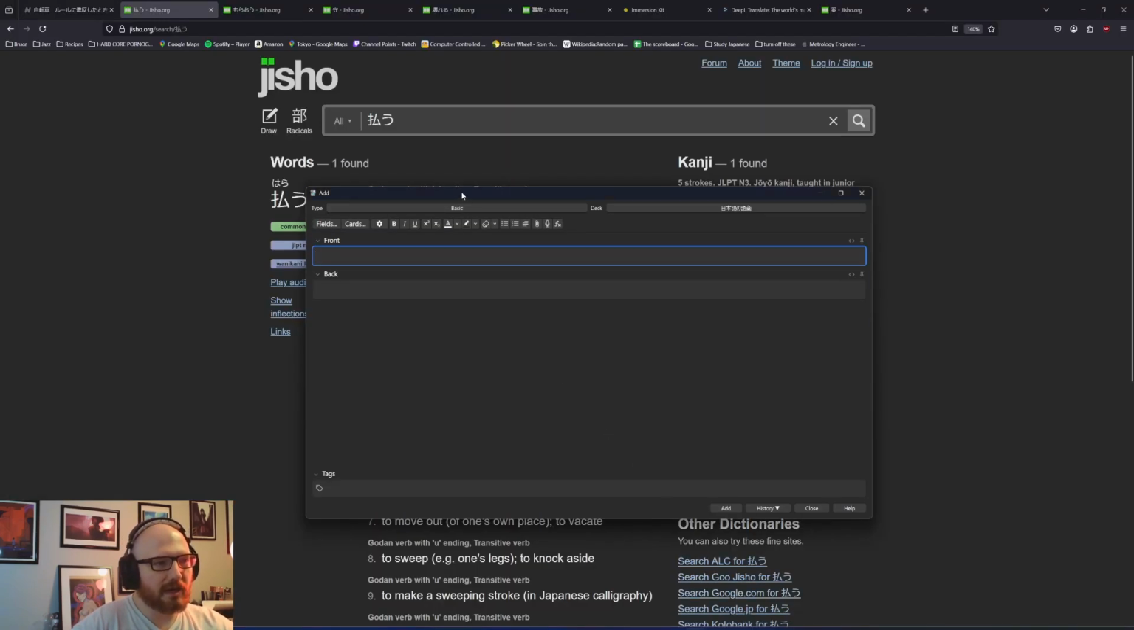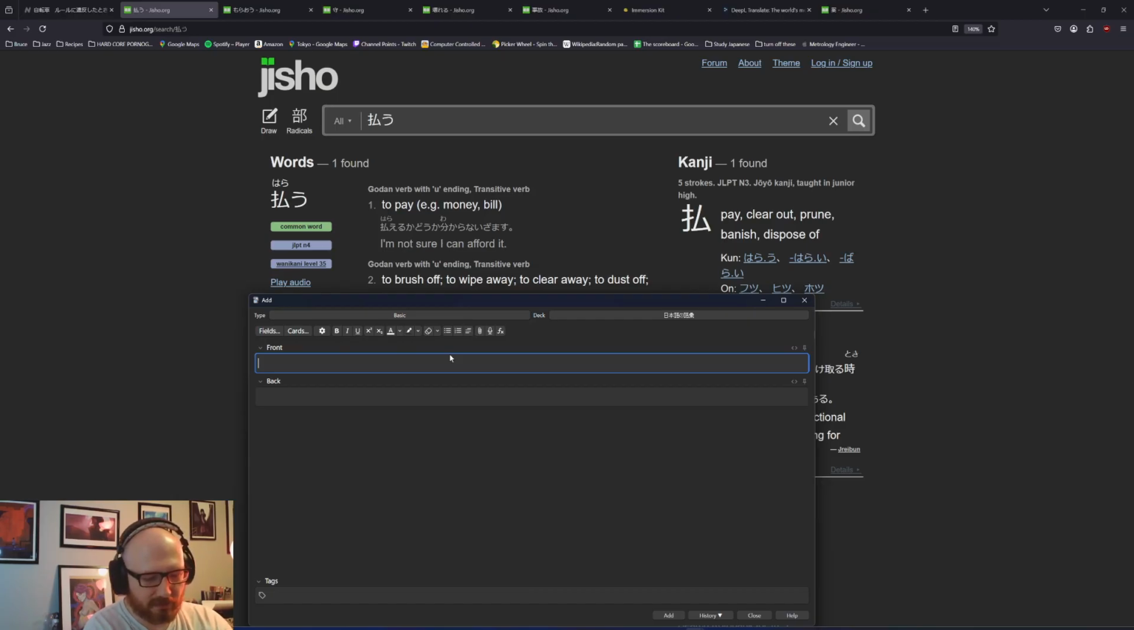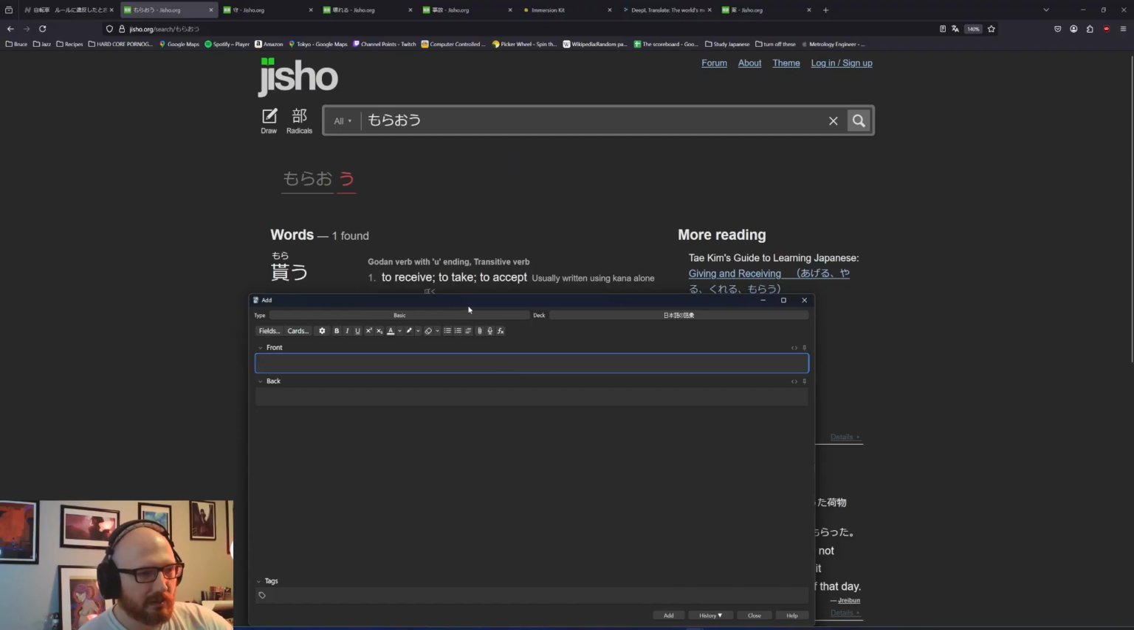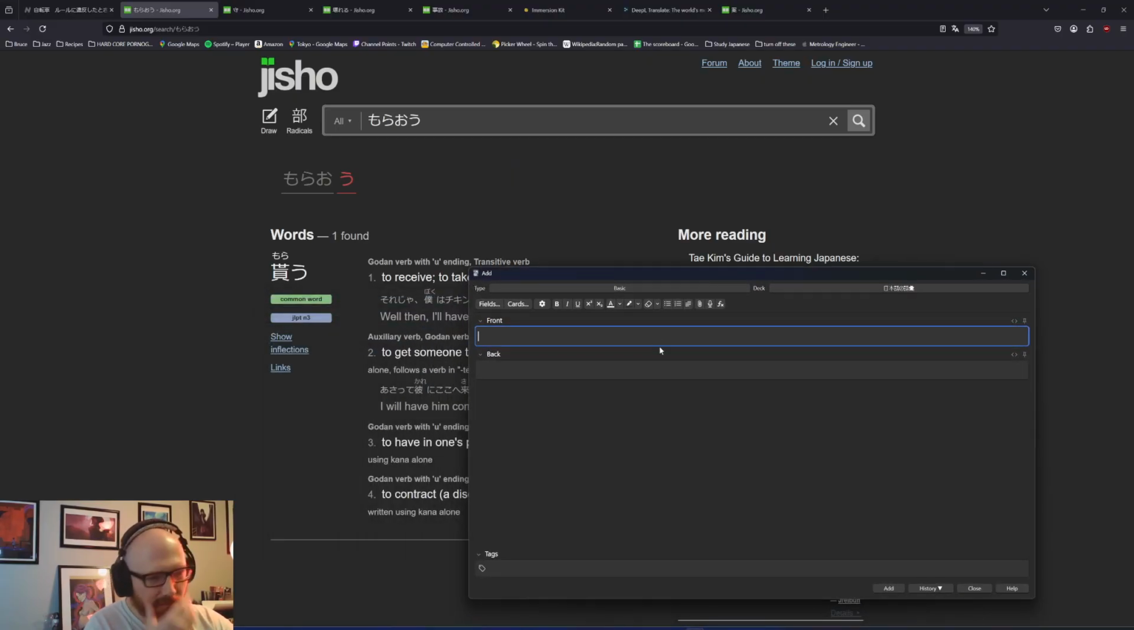Do I have morau in here? I believe we do, but it's always good to double check. Yes, okay. Morau. And let's add morau and make sure we show that there's an auxiliary verb to this. Actually, let's specifically do te plus morau.